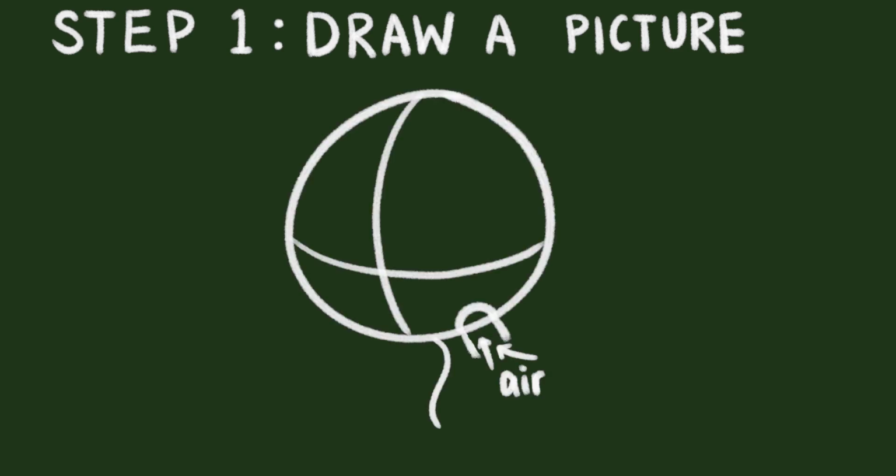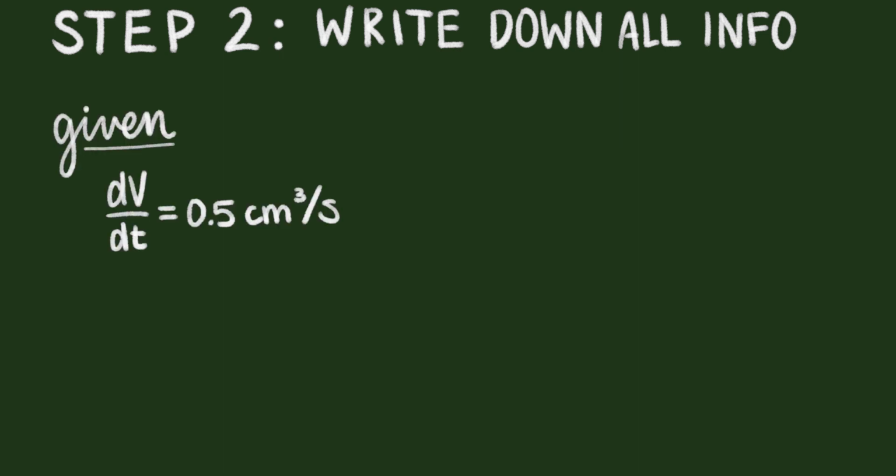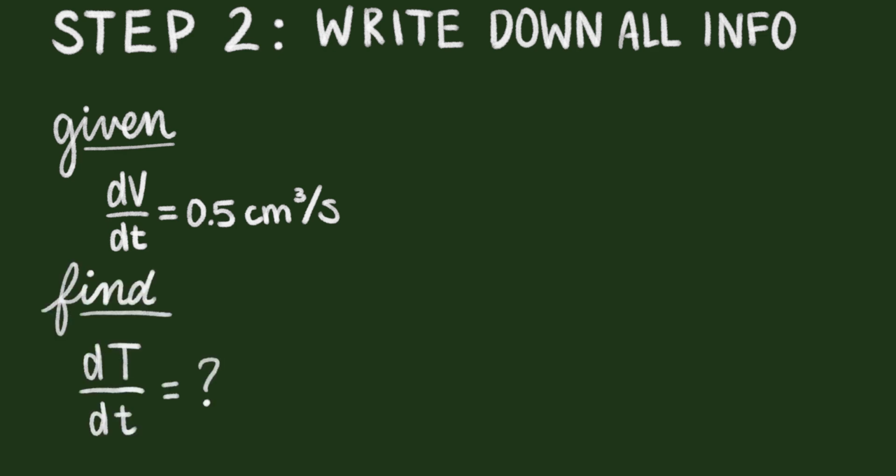It doesn't have to be super detailed, as long as you understand what the scenario looks like, you're good. The next thing I highly recommend you to do is to list what's given, what's needed, and what you know about the shape. It's given that the volume is increasing at a rate of 0.5 cubic centimeters per second, which can be translated into dV over dt equals 0.5 cubic centimeters per second. What we need to find is the rate of change of the surface area, which is dT over dt.